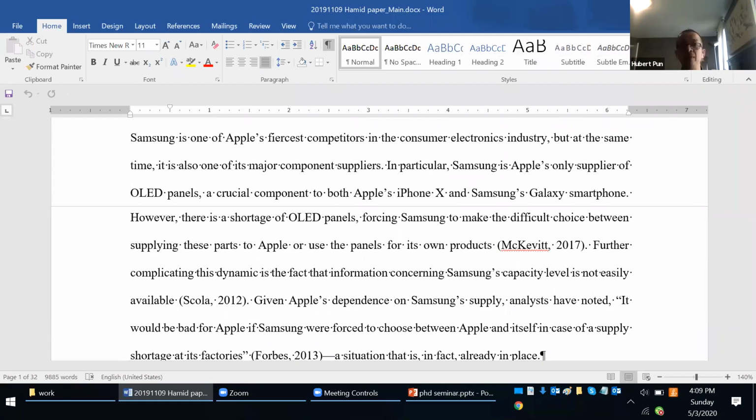I'll give you 1 minute to read this. This is the first paragraph, and the first paragraph is very important for people to understand what you're trying to do. So I use a very famous example. Everyone knows what Apple and Samsung are, so that is very good as an introduction example. And this example captures the 3 features that I have in the paper: supply encroachment, capacity constraint, and also asymmetrical information.